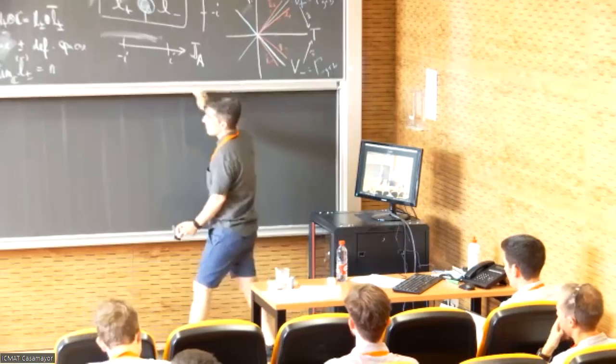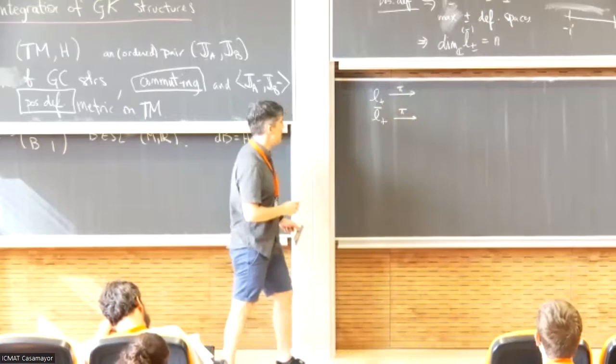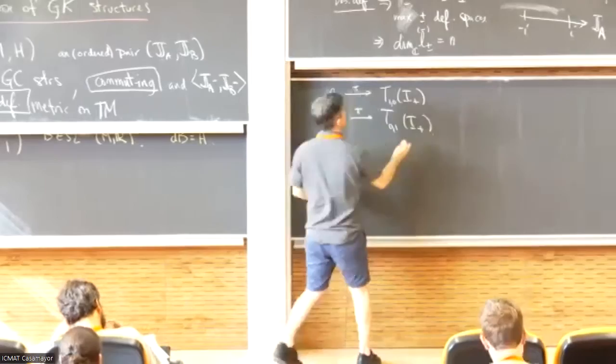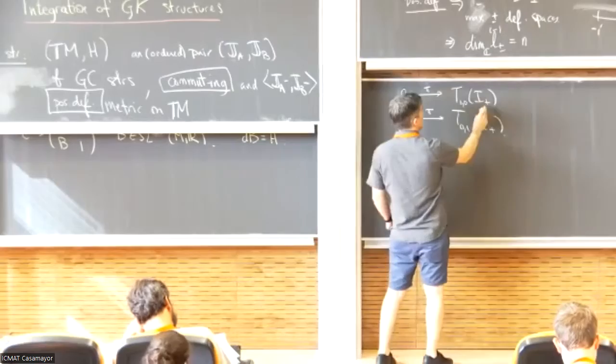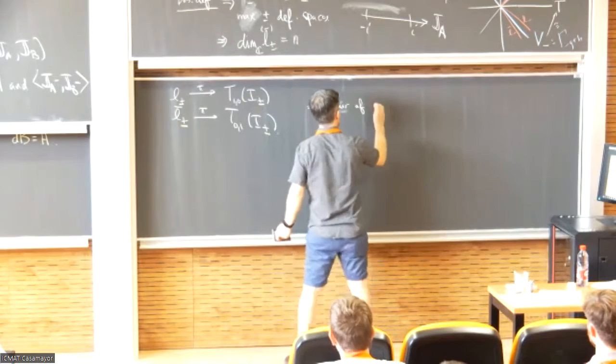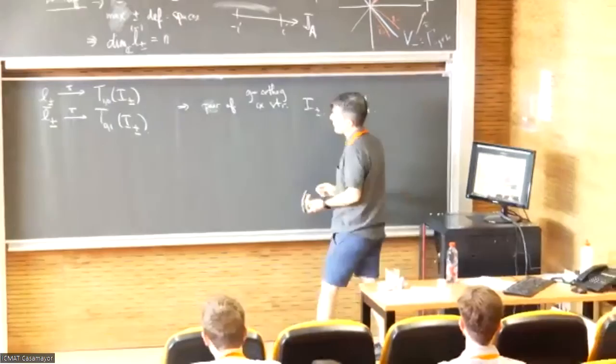L plus and L plus bar project via pi, projection to the tangent bundle, to a space that we should call T10 of I plus, T01 of I plus. And then L minus and L minus bar define a different complex structure. And so we get a pair of complex structures, or G orthogonal complex structures, I plus minus on M. This is the usual analysis.